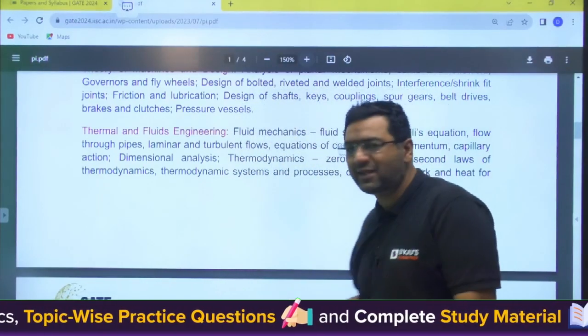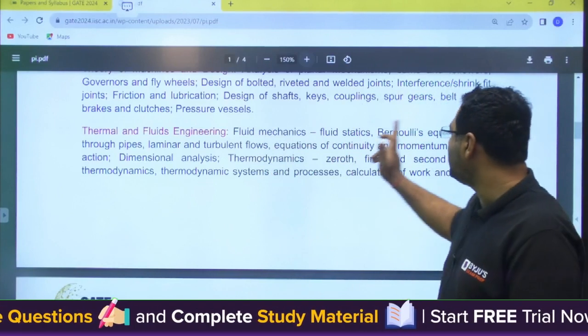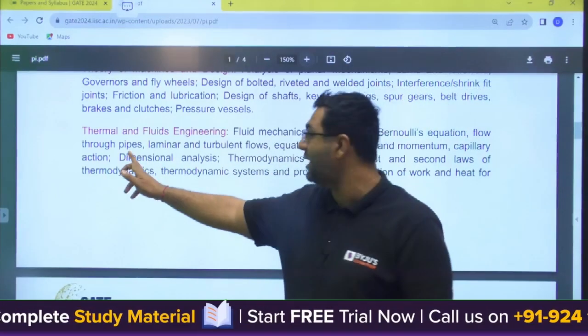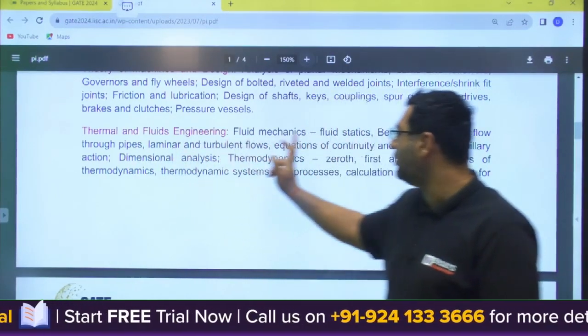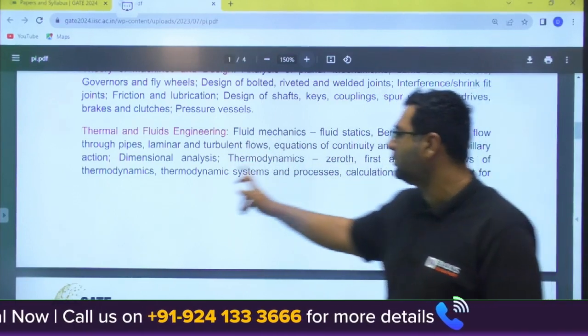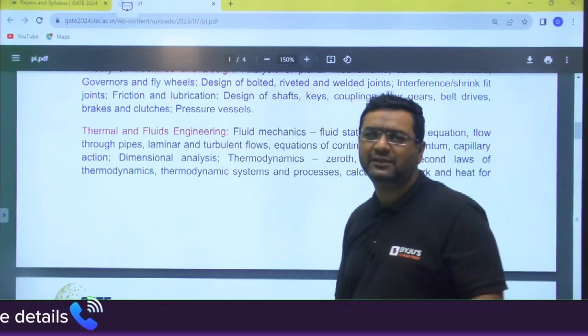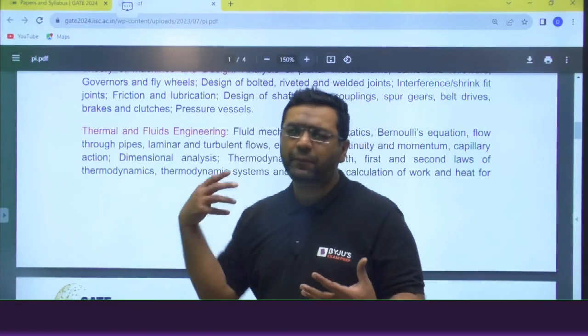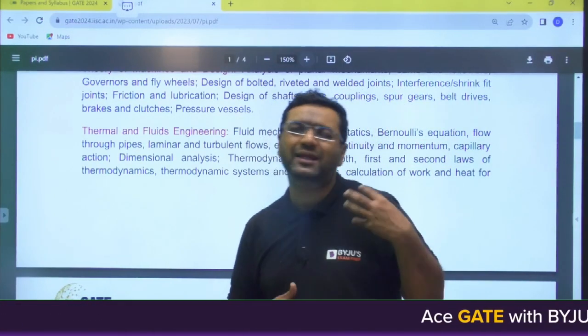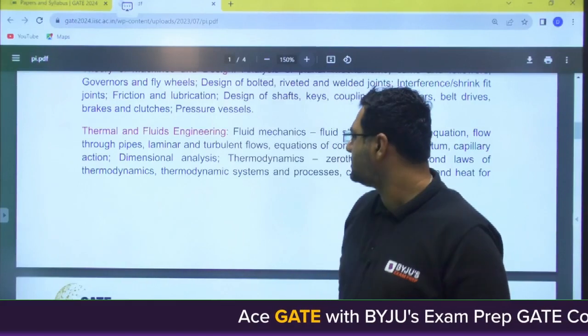Okay. So when we see thermal and fluid mechanics: fluid statics, Bernoulli equation, flow through pipe, laminar and turbulent flows, equation of continuity, momentum, capillary action, dimensional analysis. So this is the syllabus of fluid mechanics. This is also slightly lesser. But if you are preparing for mechanical, you need not put any extra effort into fluid mechanics.